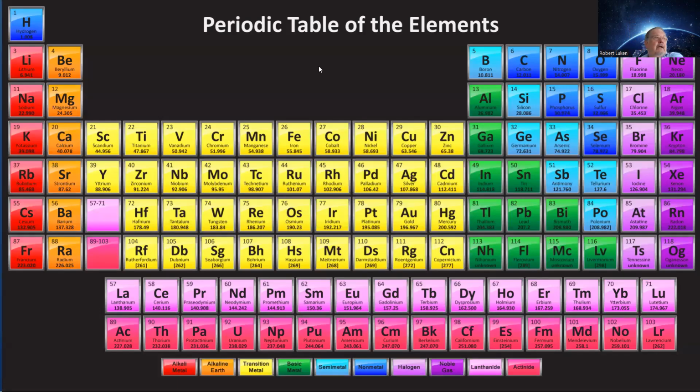Here's your standard periodic table. And if we look at what they call transition metals, you can see that's where copper and silver, gold, mercury, platinum, all those kind of things we think of as normal metals are all in those yellow boxes. And they have varying degrees of conductivity.